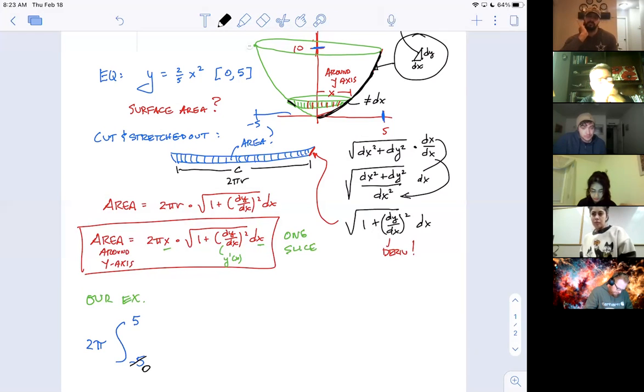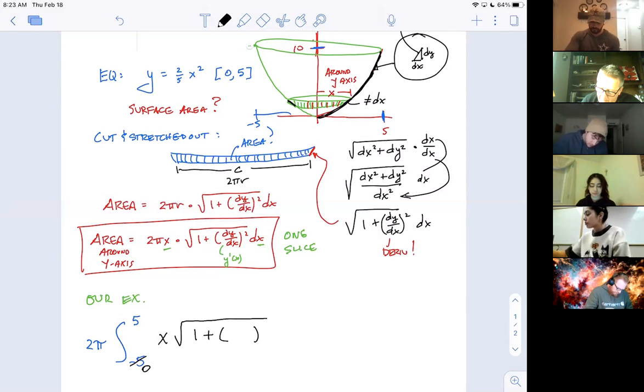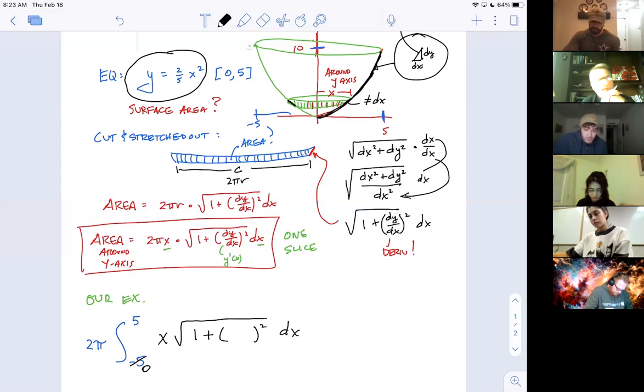And then all the rest of the stuff. So I've got an x left behind. And then I've got the square root of 1 plus, this is what I said you should just write every time. Notice I wrote everything out except for, well, what's dy dx? What's the derivative of this statement up here in terms of x? That's a relatively easy derivative to take.